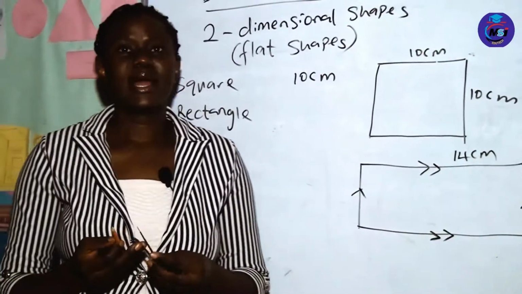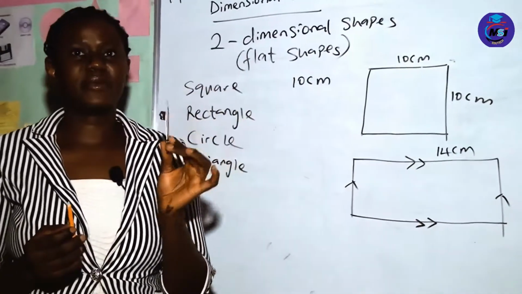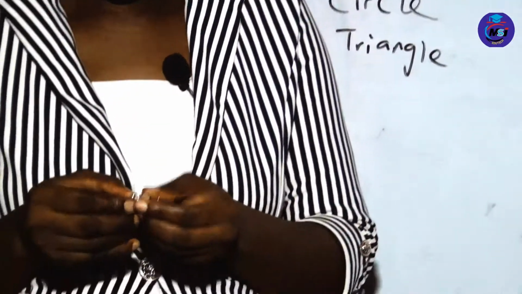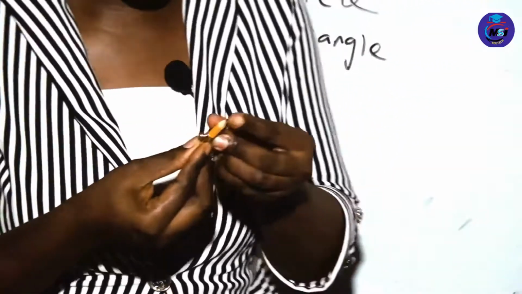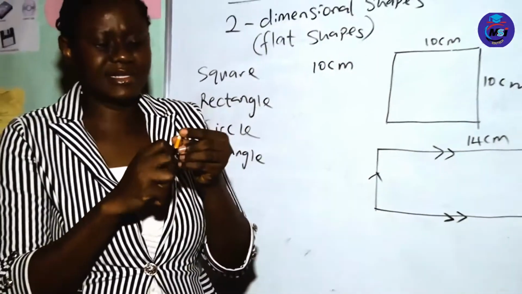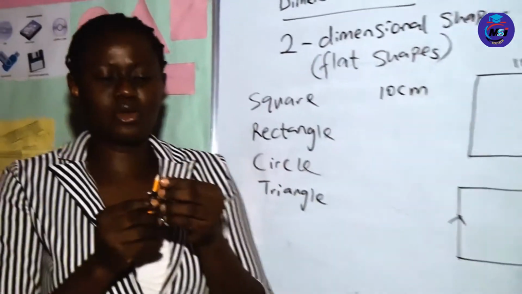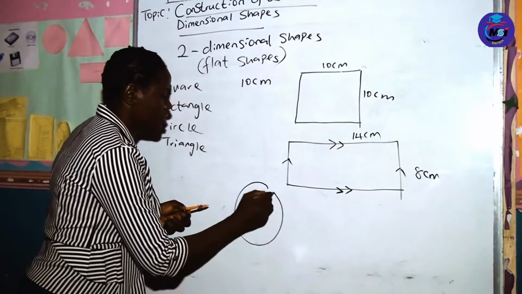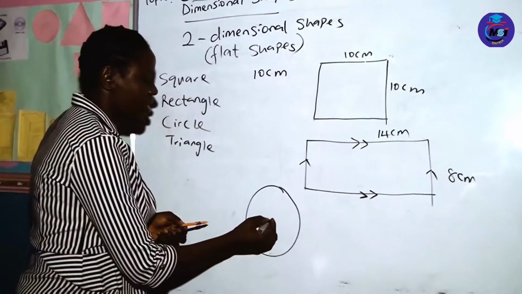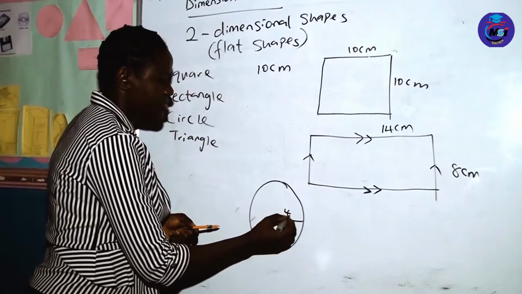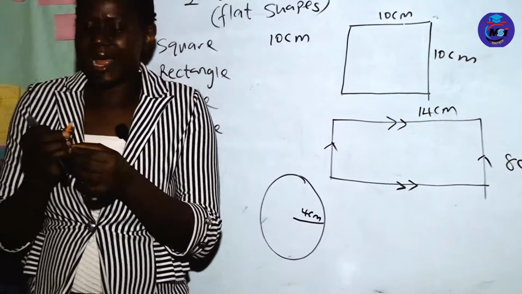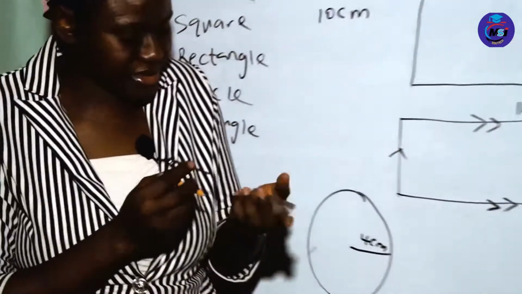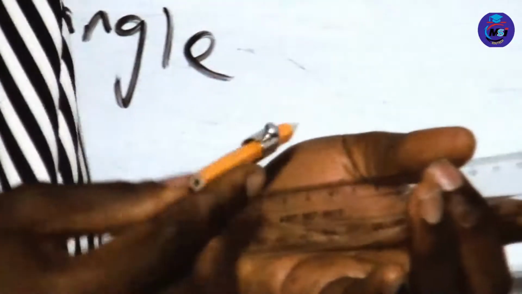For a circle, I could use a compass, and then placing my pencil equally. When I've gotten this at the same point, I tighten this. I have a particular radius. You know, a circle is a rounded figure. I want to get, say, a radius of 4 centimeter. So I try to measure 4 centimeter on my ruler.